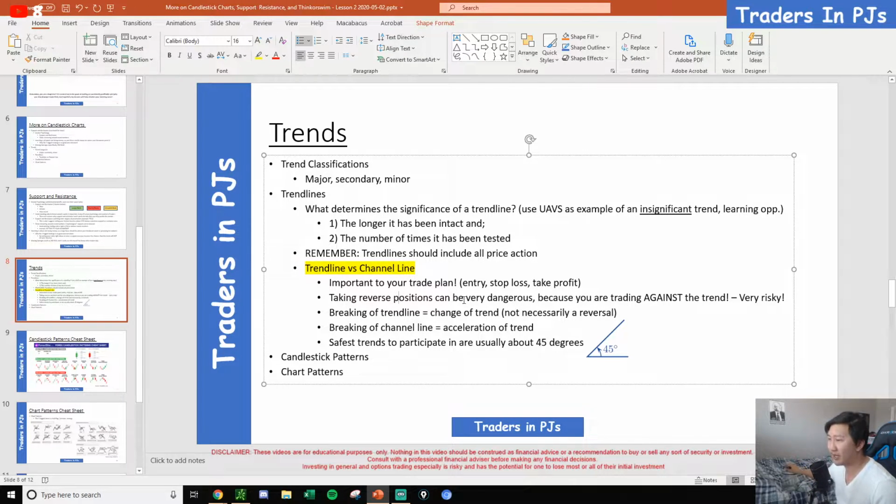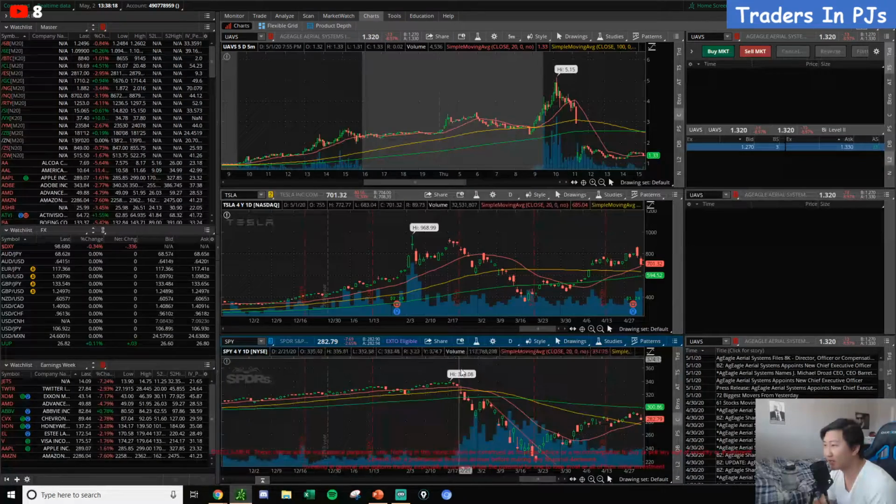Okay. The next thing is if it breaks a channel line, that means it's an acceleration of the trend. And hopefully that should make sense. If it's going down and then it starts to go down faster, that's an acceleration of a trend.